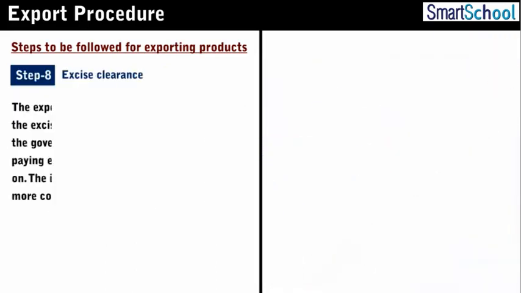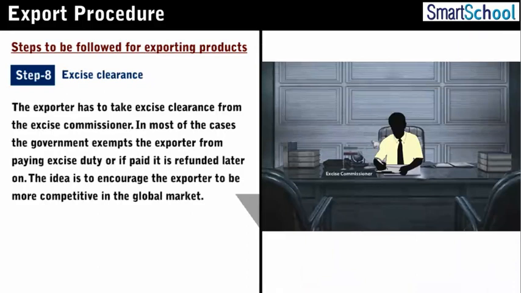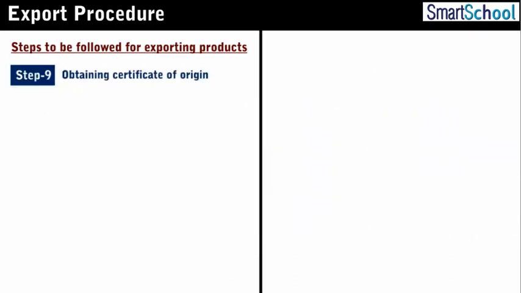Excise clearance. In this step, the exporter has to take excise clearance from the excise commissioner. In most of the cases, the government exempts the exporter from paying excise duty, or if paid, it is refunded later on. The idea is to encourage the exporter to be more competitive in the global market. Obtaining certificate of origin.